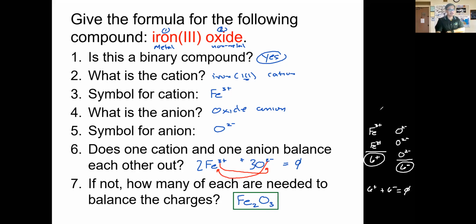But like I said, please make sure that you understand how we did this here. What we did on the side here, please make sure you can follow that as well, because that is actually what you should be doing. And when we crisscross the charges, that is actually what we are doing. We're just doing it a little bit faster.